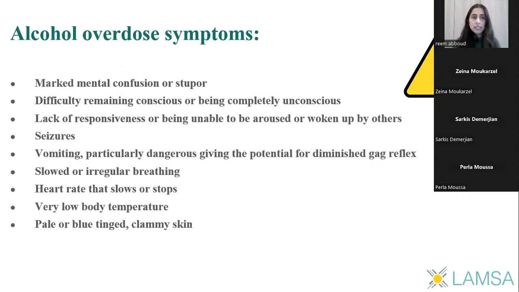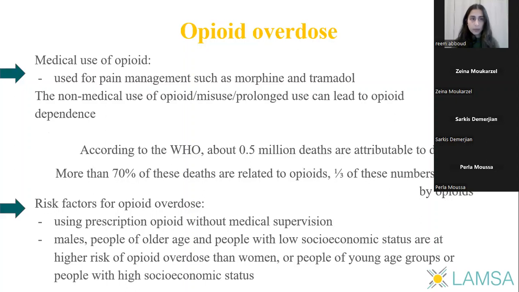They are going to manifest as marked mental confusion, difficulty remaining conscious, or sometimes you could be completely unconscious, lack of responsiveness, or not being able to be aroused or woken up by others, seizures also, vomiting, and this will particularly be dangerous because of the potential for a diminished gag reflex, slowed or irregular breathing, when the heart rate is going to slow or stop, very low body temperature, and a pale, clammy skin. Clammy skin means it's wet because of sweating.